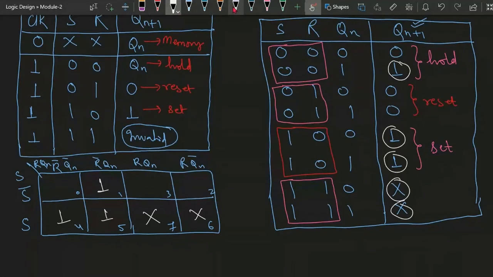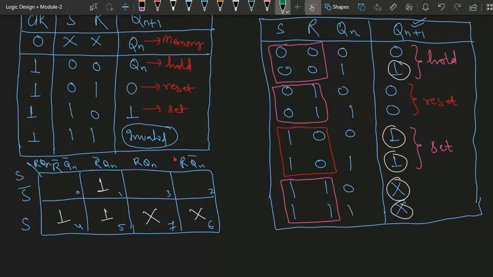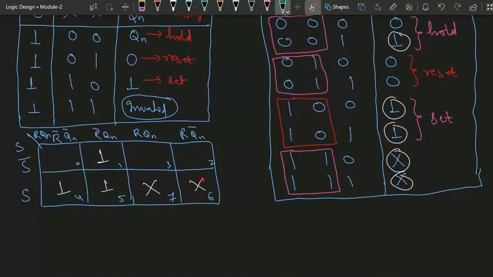Now we need to simplify it. For simplifying, we need to do the pairing. Once we do the pairing, it will be like 1 quad pairing, and the next will be 1 pair. With respect to this relation, we can find it out. So for Qn plus 1, the expression will be S, and for this it will be R bar Qn. So this is our characteristic equation for SR.